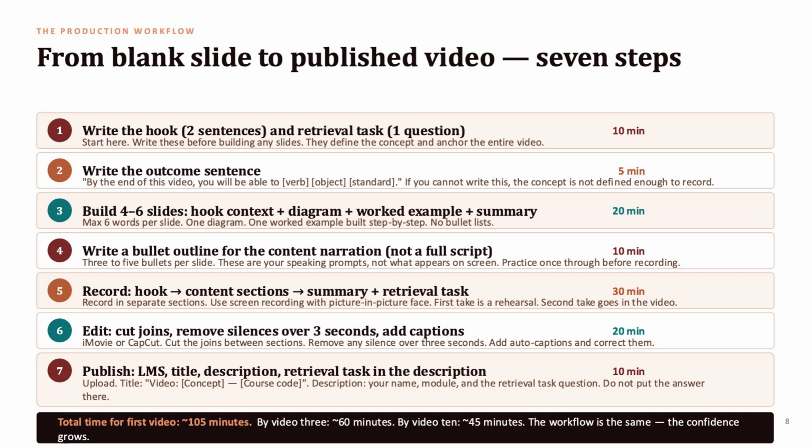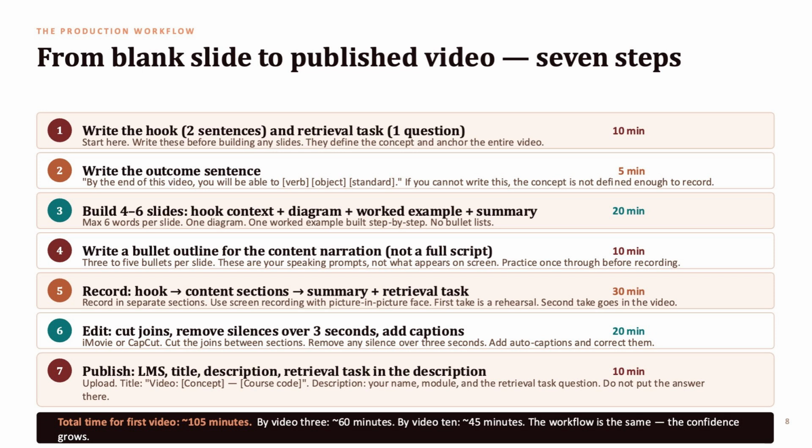The production workflow details the 7 steps from a blank slide to a published video. It's a structured approach to ensure efficient and effective creation. We begin with step 1, write the hook and retrieval task, allocating 10 minutes. This defines the core concept and anchors the entire video. Step 2, write the outcome sentence, taking 5 minutes. This must be specific. By the end of this video, you will be able to, ensuring a clear objective.